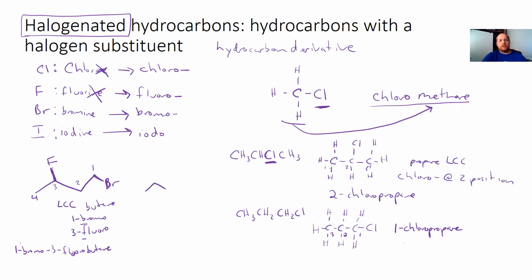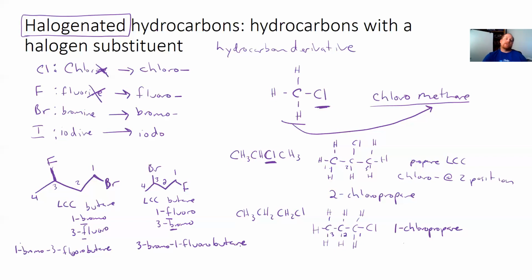Even if we had done it sort of the reverse of this, we would still number from the side that would give us the smallest number. So 1, 2, 3, 4 in that direction. So our longest carbon chain is still butane. Here we have a 1-fluoro and a 3-bromo. But the bromine will come before the fluorine, and so it'll be 3-bromo, 1-fluoro-butane.